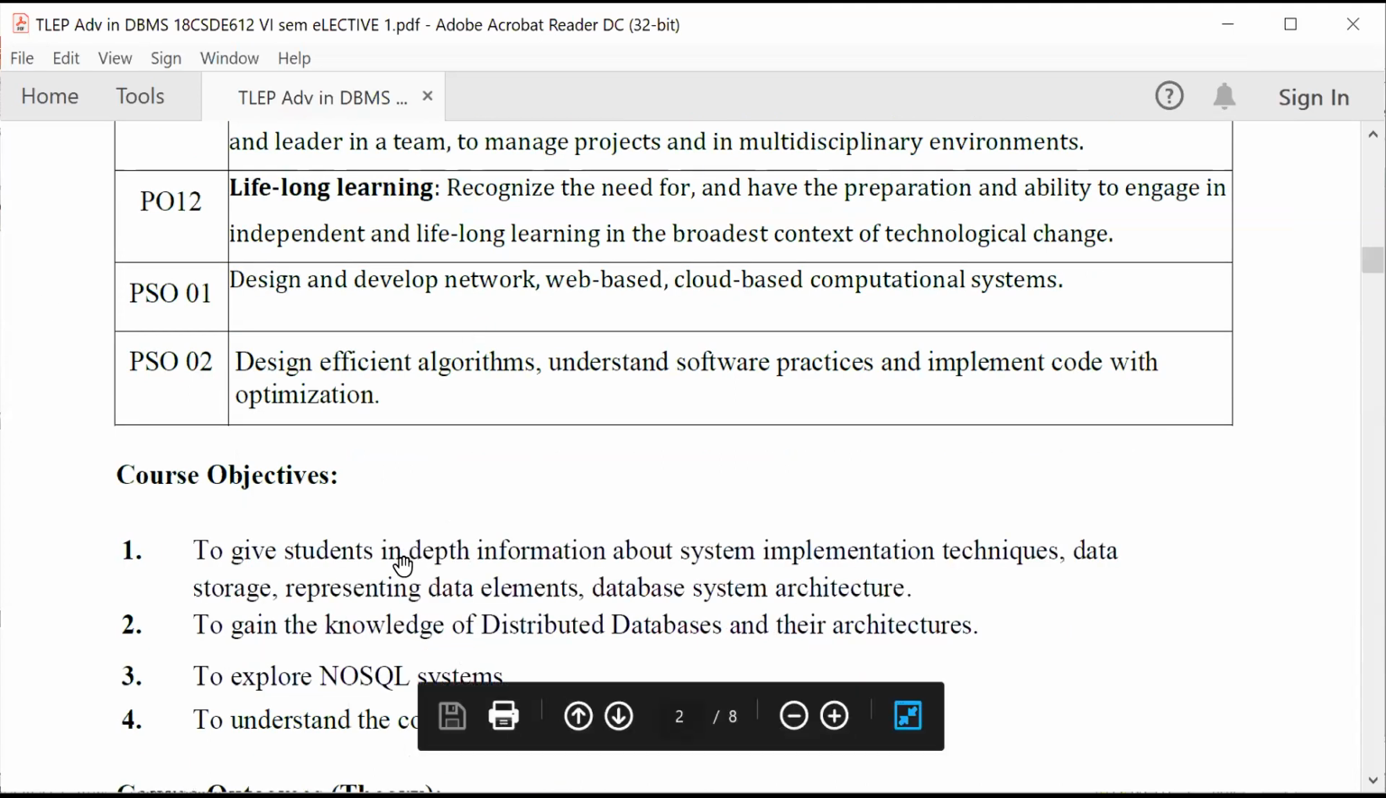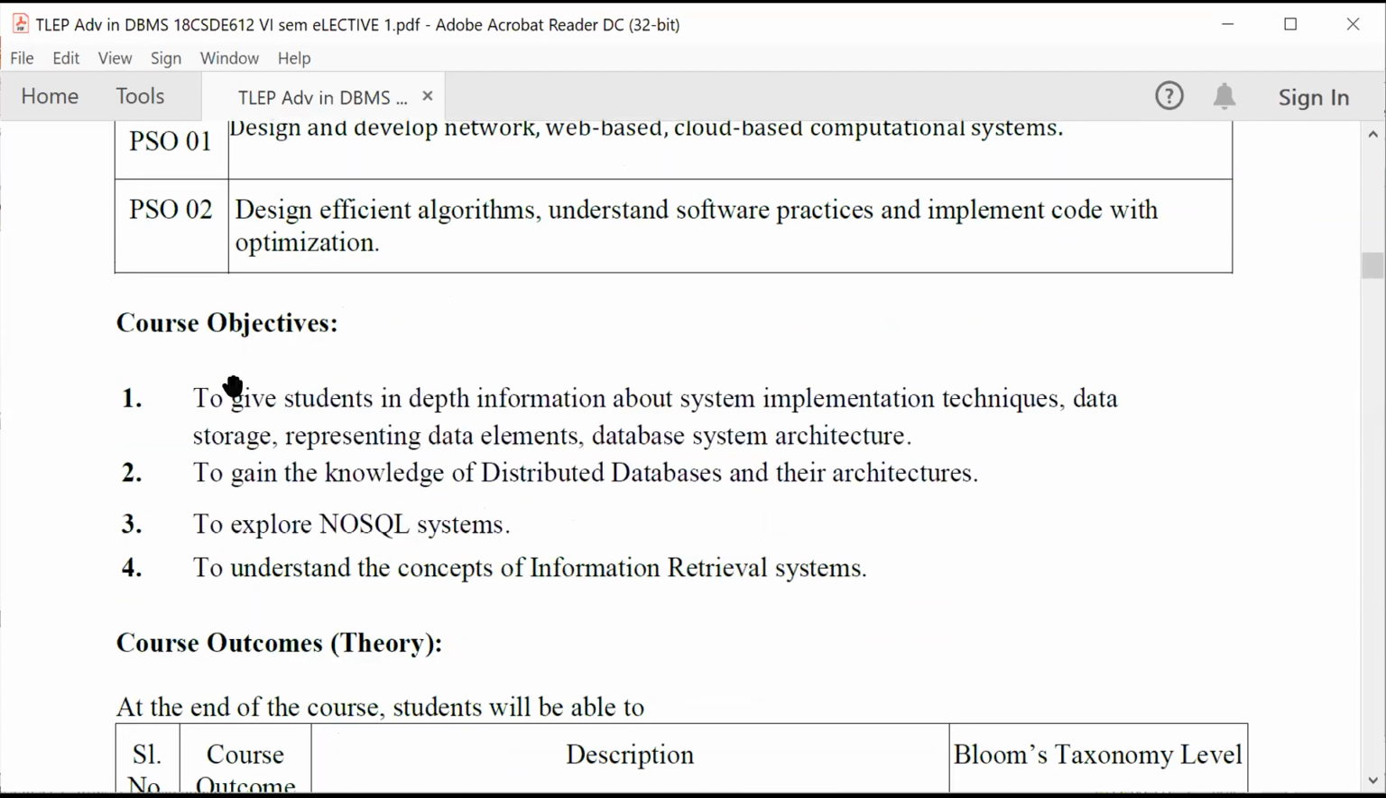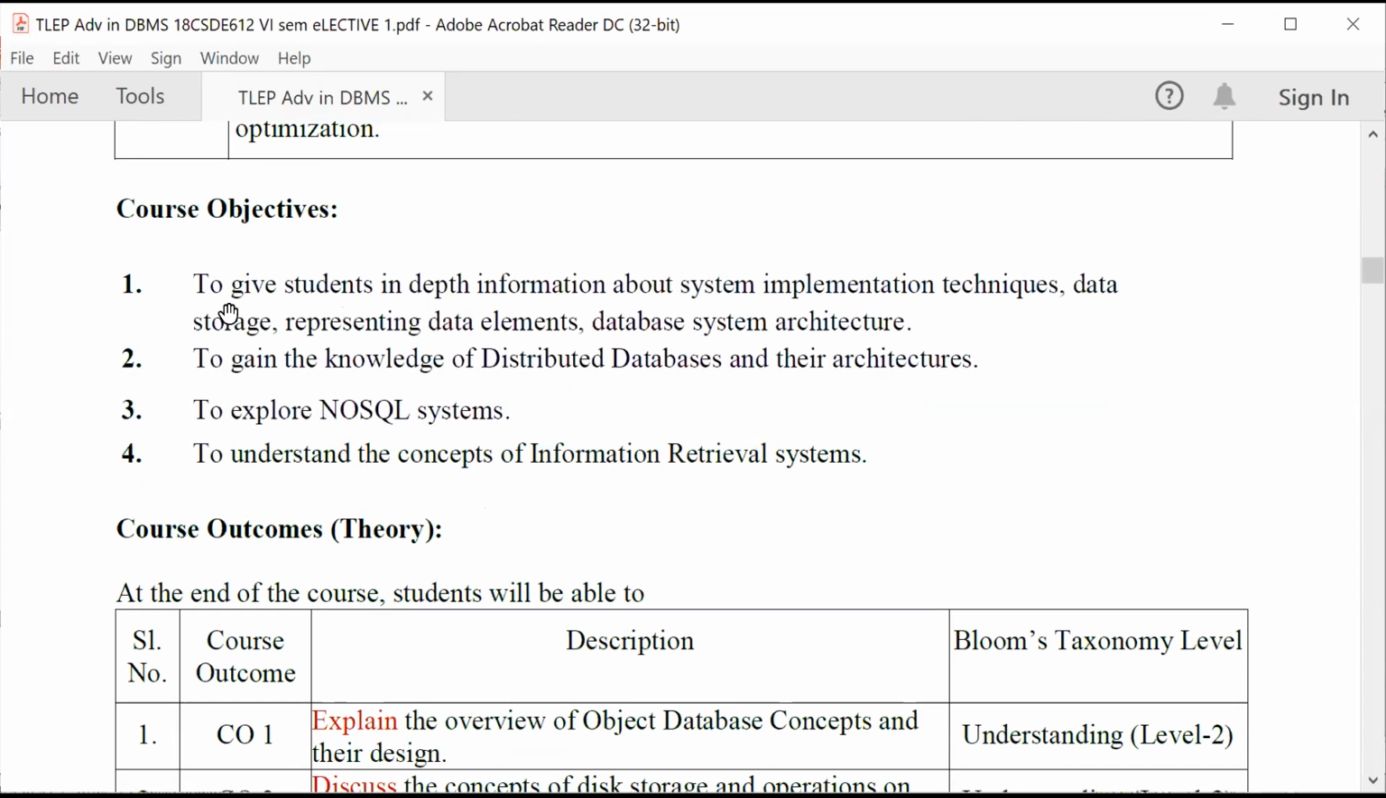With respect to our course, advanced database management system, we have 4 course outcomes. The first one is to give students in-depth information about system implementation techniques, data storage, representation, data elements, and database system architecture.